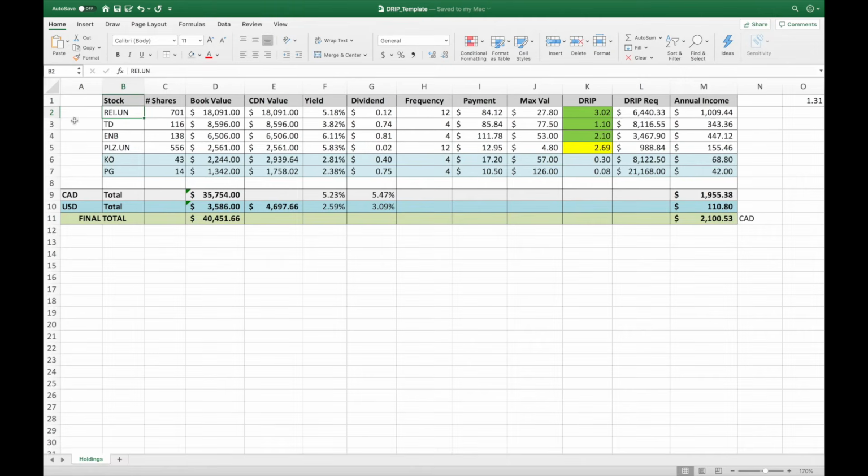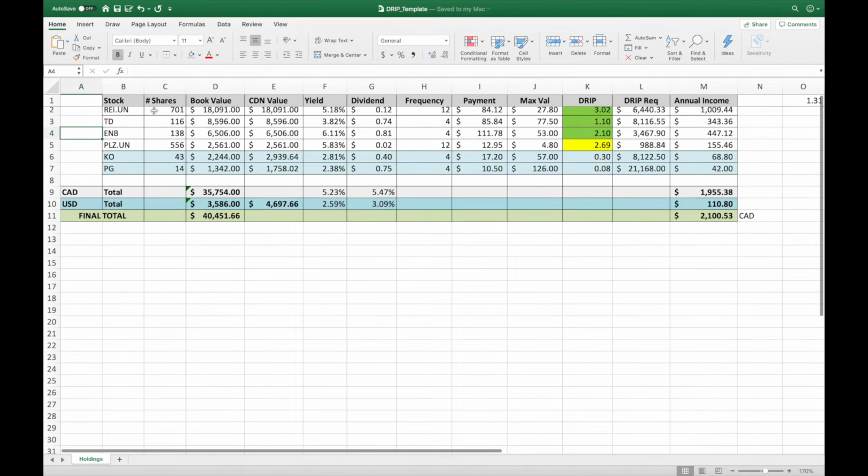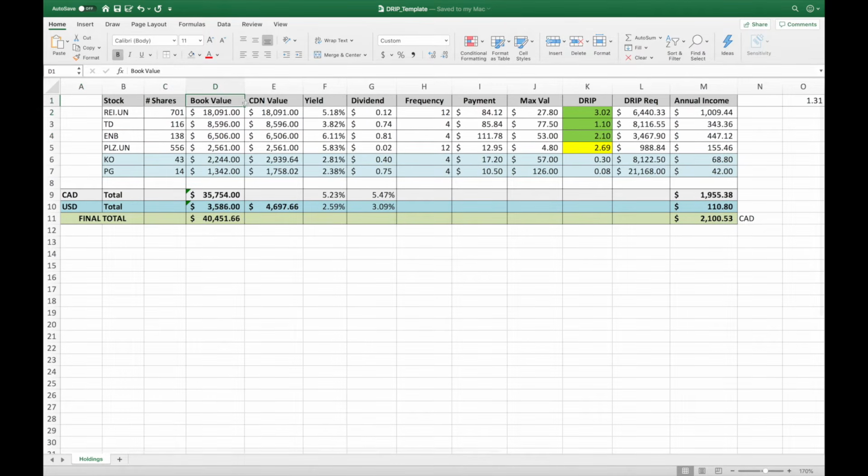Again, I've included a link to this in the box below, but let's go through it now. You can see here that I have separated the Canadian and the US dollar stocks and ETFs. Every month, I'll bring up this Excel file and I'll update my number of shares, the book value, and the dividend amount if it changed.